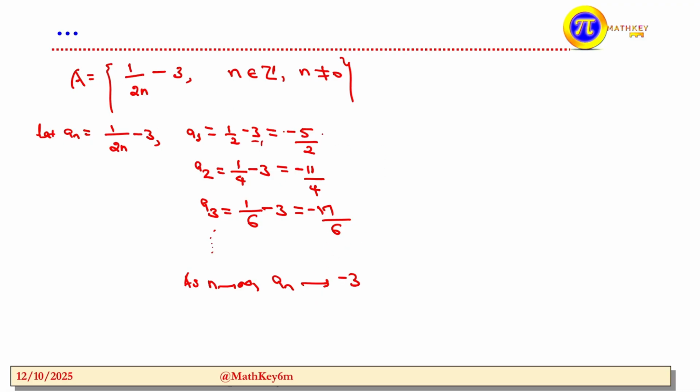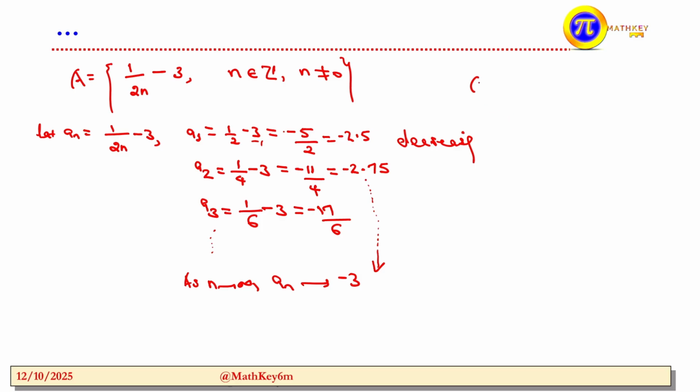What do we observe? Is it increasing or decreasing? As we observe here, -5/2 means -2.5, -11/4 is about -2.75, -17/6 is about -2.83, and it continues and approaches -3. This means it is decreasing. If it is decreasing, the first term is included in the set. This is -2.5 or -5/2, but we do not include -3. Since it is the limit, the interval is open there.